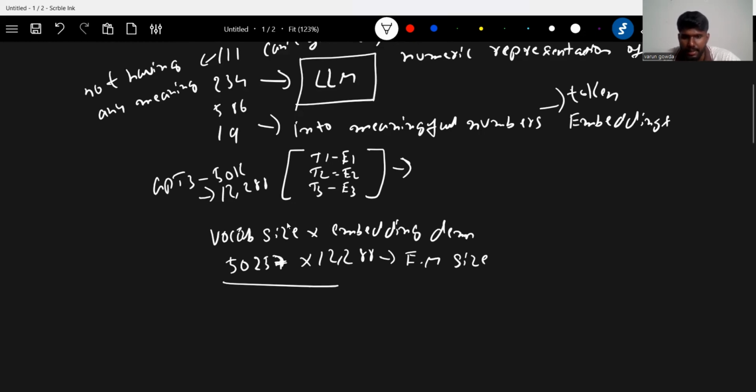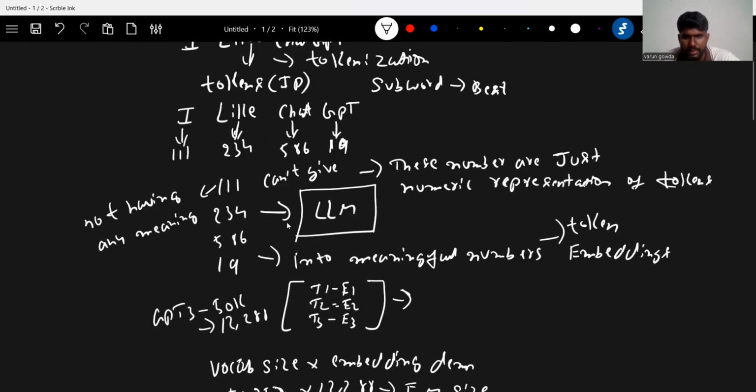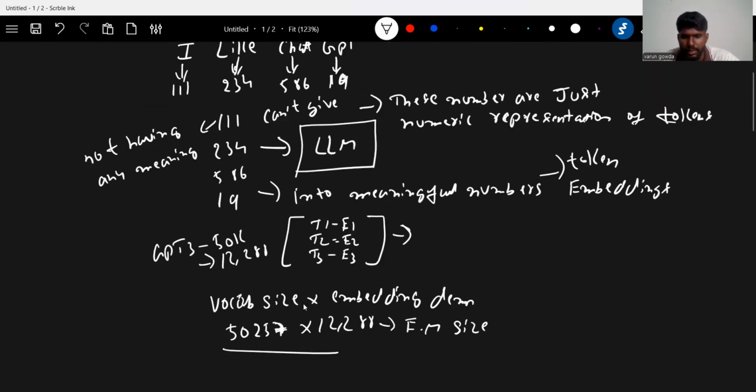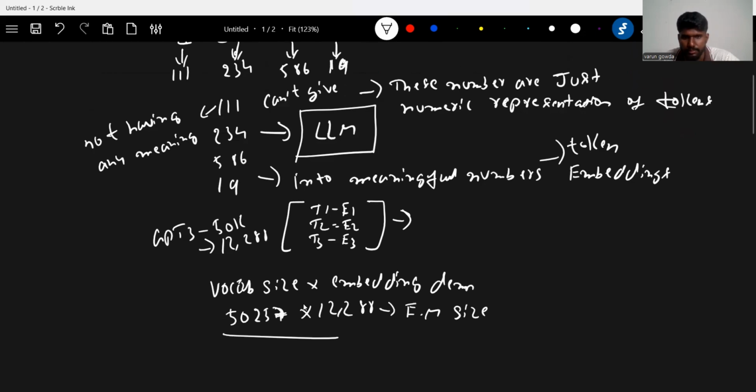This embedding matrix will have the embeddings for all the tokens. Here we have "I like ChatGPT" and so on. For all these tokens, this embedding matrix will have the token embeddings. You got it, right?